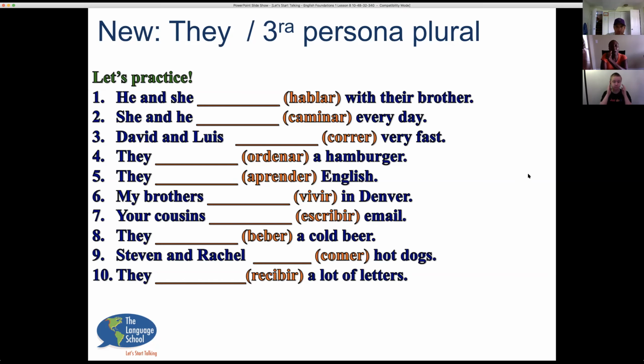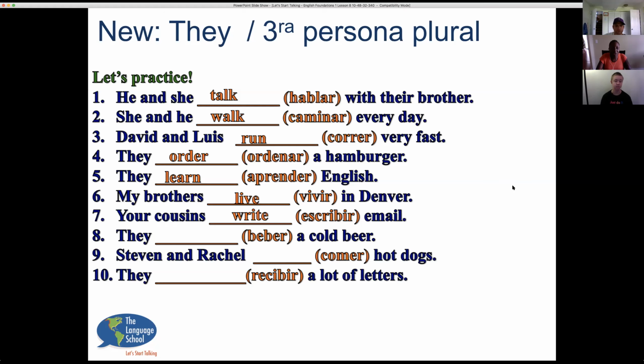She and he walk every day. David and Luis run very fast. They order a hamburger. They learn English. My brothers live in Denver. Your cousins write email.